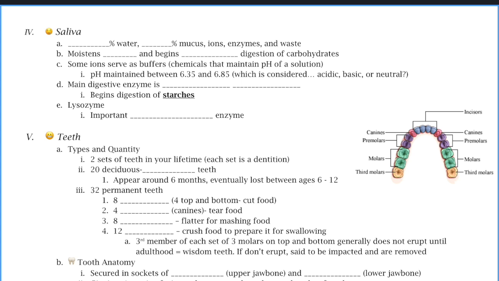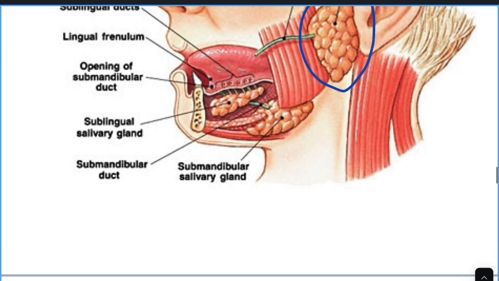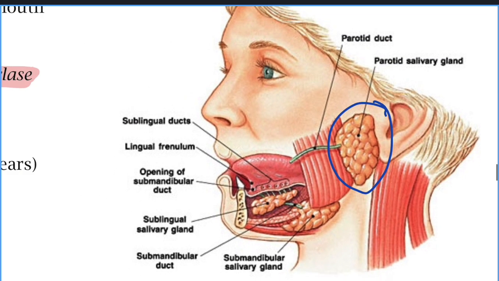So sublingual, where do you think that is? What does the word lingual mean? Tongue, good. So underneath the tongue, you have a couple right here. We also have submandibular, which means below the jaw bone. And the parotid, which is the giant one, and the parotid duct comes out of it and feeds into the mouth. That parotid gland produces the most saliva, the most watery saliva.